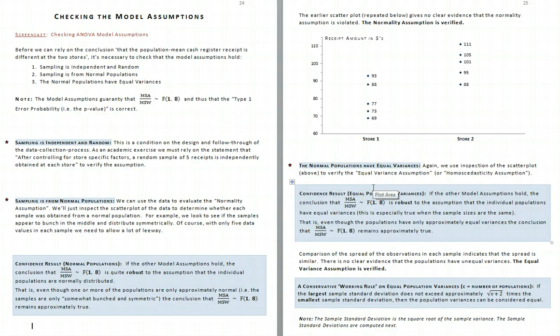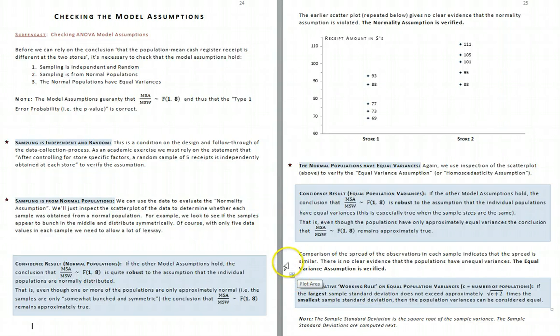But we even have a confidence result for the equal variance assumption. It basically says, even if the sample variances are only approximately equal, the probability distribution for MSA over MSW remains very close to the appropriate F distribution. Again, we can be fairly liberal in assuming the equal variance assumption is satisfied.